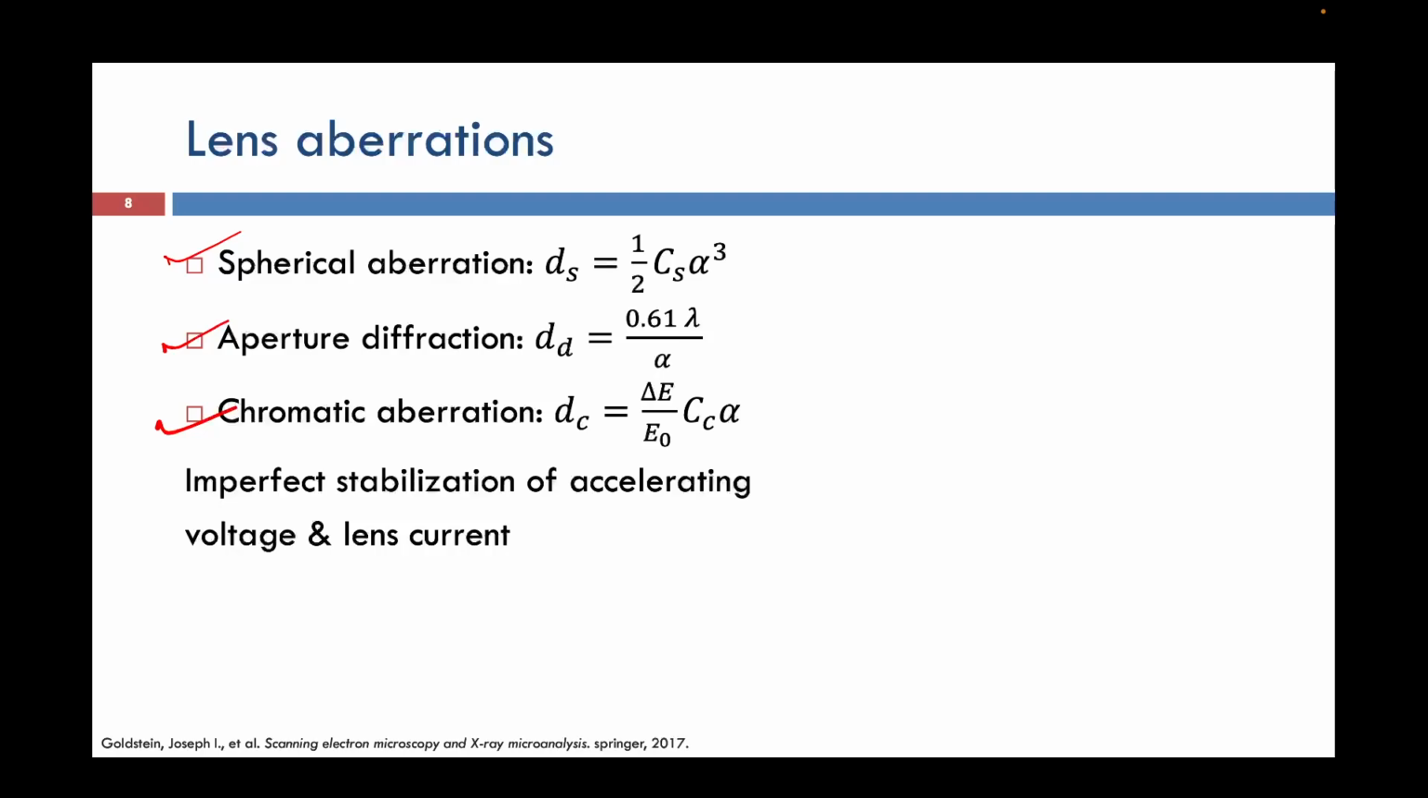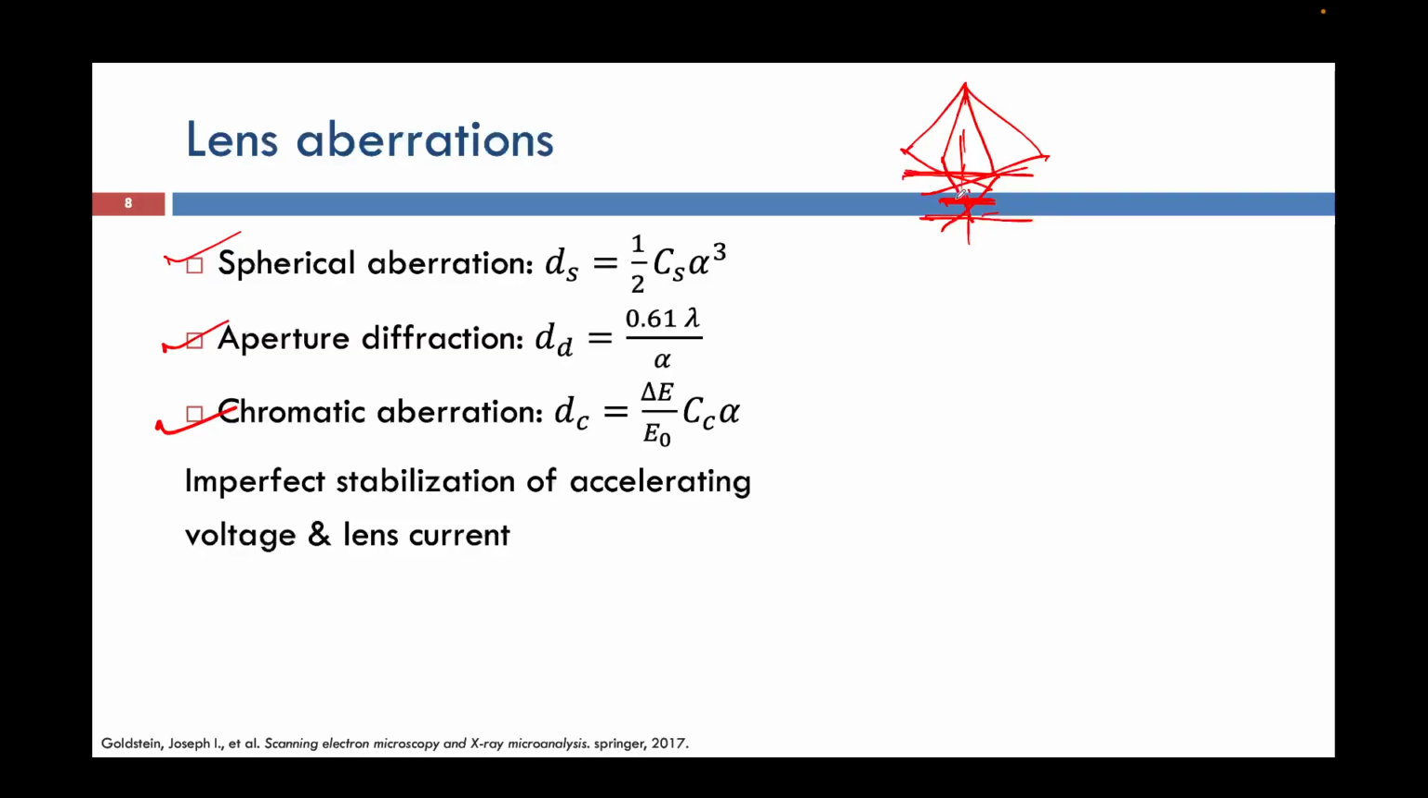Spherical aberration means the more the beam goes away from its optic axis, the more strongly it will focus. This is the concept of spherical aberration. This is one focus, this is another focus, and this is the plane of least confusion.